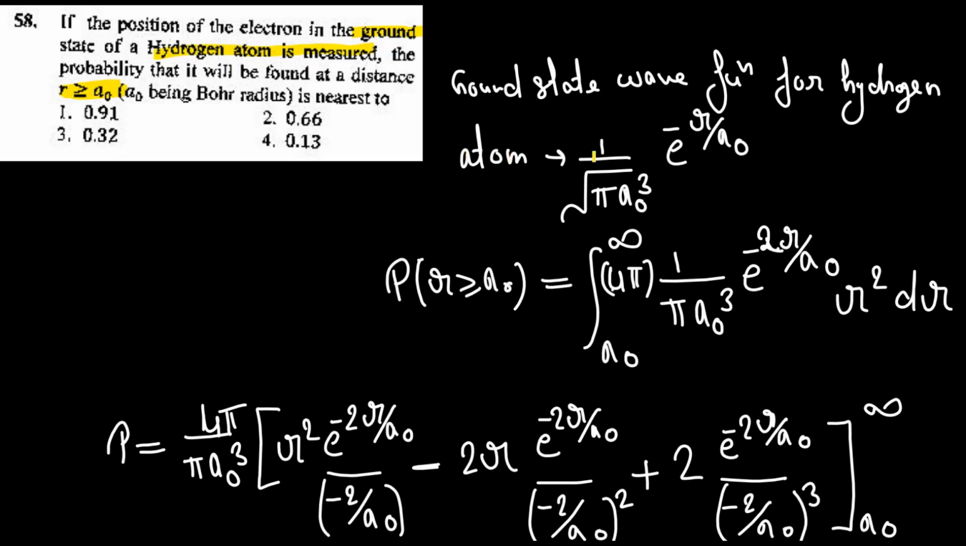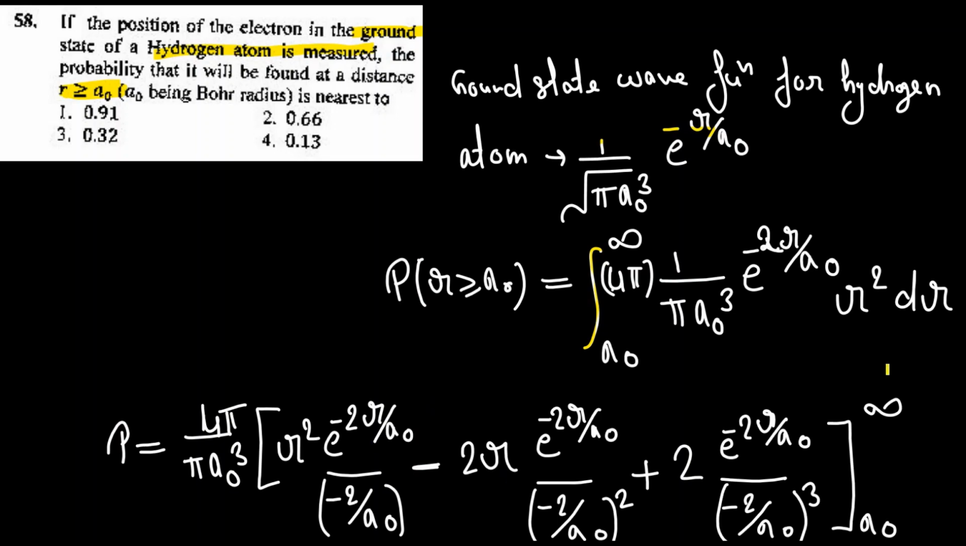which is 1 upon under root pi a naught cube e to the power minus r upon a naught. Now we will calculate the probability in this region. So for calculating the probability, a naught to infinity, because we have to calculate the probability in the region greater than a naught to infinity, of the square of this wave function times r square sin theta d theta d phi into dr. So sin theta d theta d phi we can replace with 4 pi.